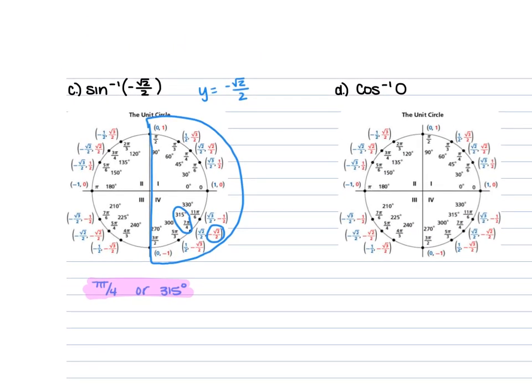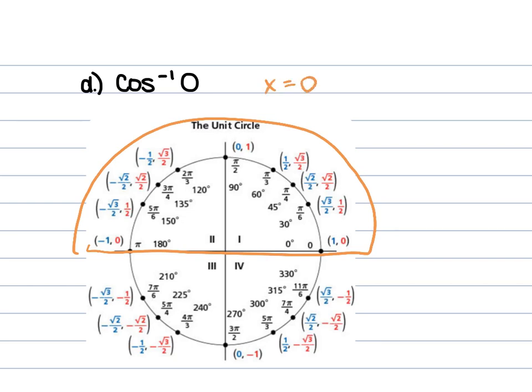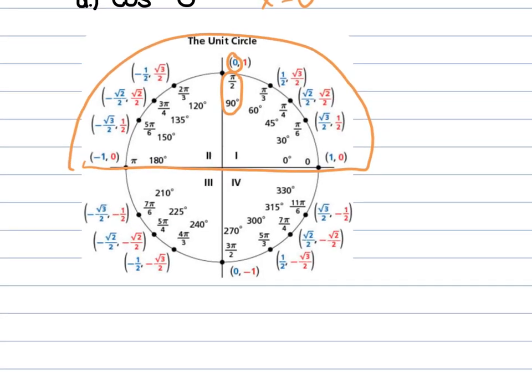For D, we have the inverse of cosine at 0. So remember, cosine, you're finding this from your first two quadrants where your x is 0. So where is your x 0 here? Right here. So we're working with pi over 2 and 90 degrees. So pi over 2 or 90 degrees are our solutions.